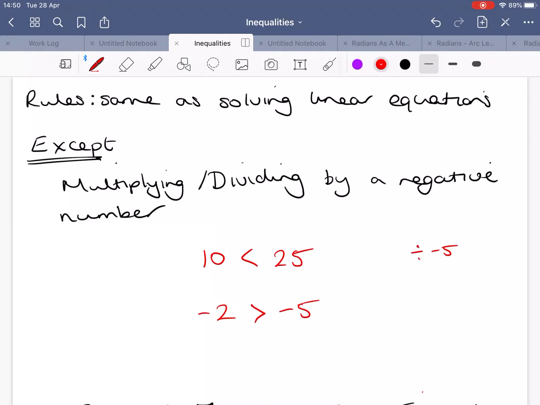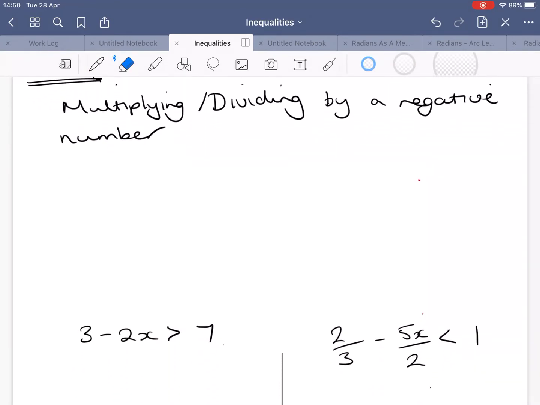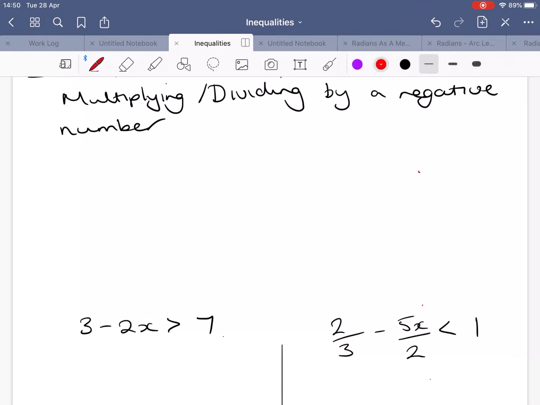Okay, so what you have is you have a rule that says you have to switch the inequality around. You have to change the direction of the inequality.